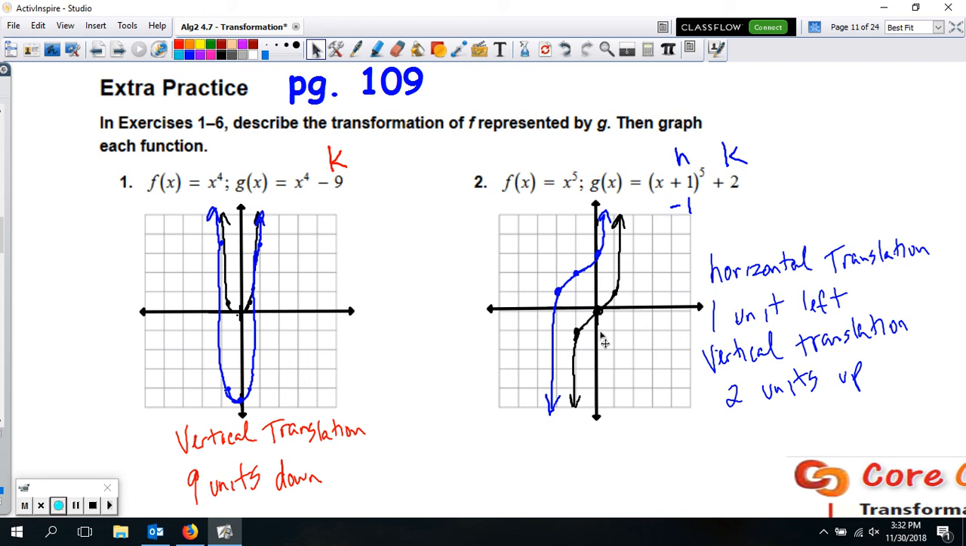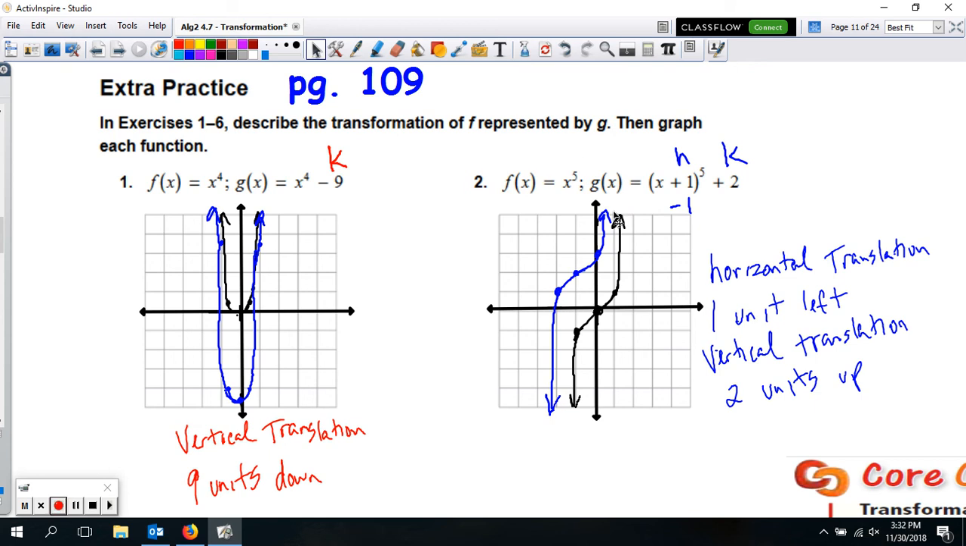And this one's going to move. It's going to move left 1 unit and up 2 units. So there's the center of it, and then it has the same kind of shape. And it's going to go up 1, right 1, down 1, left 1, and then you just do your curve, the snake graph going through that.